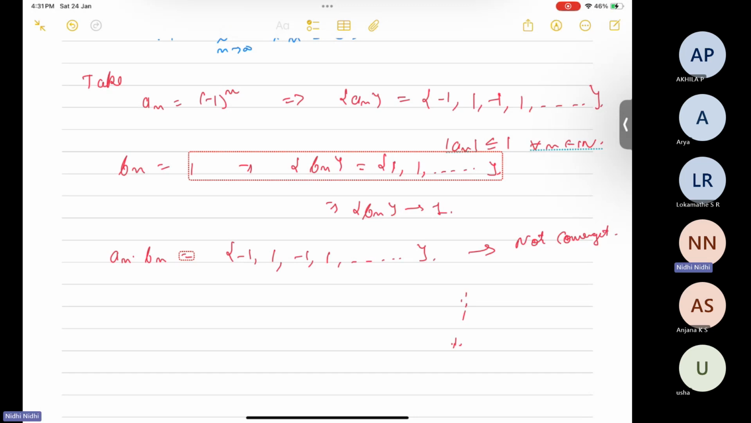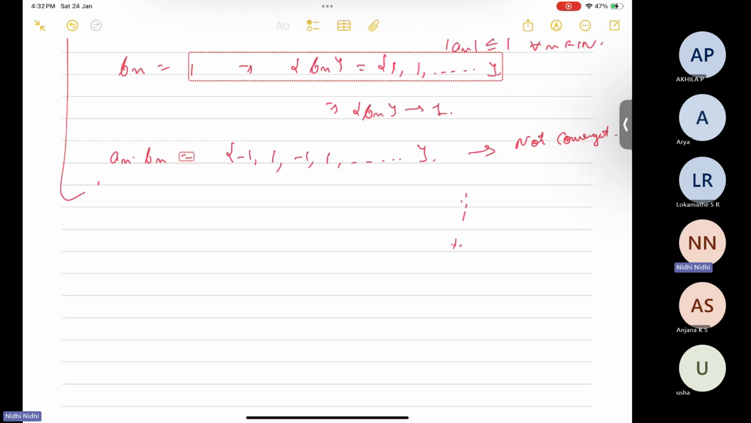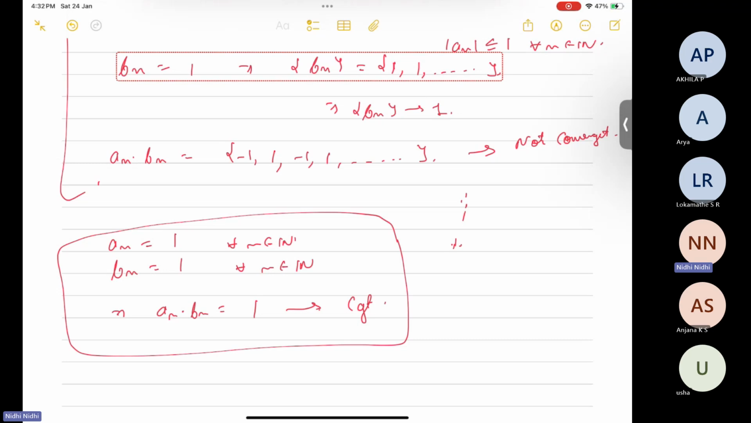Similarly, the next example could be, if we take, this is one set, then we have constant sequence 1. Obviously this is also bounded. Bn also constant sequence 1. In that case, an bn is just 1, which is obviously again convergent. So basically, the main thing is that if bn is not converging to 0, then we cannot say anything about an bn.